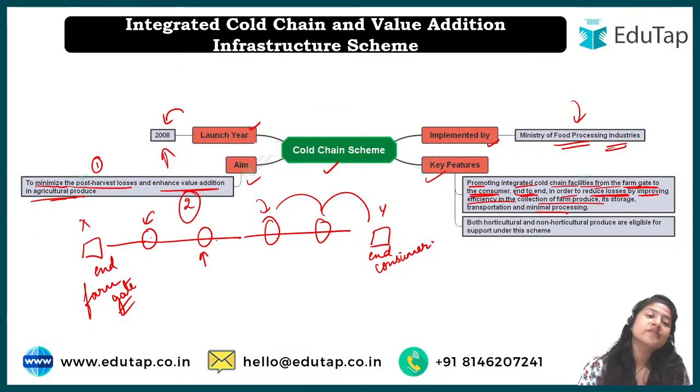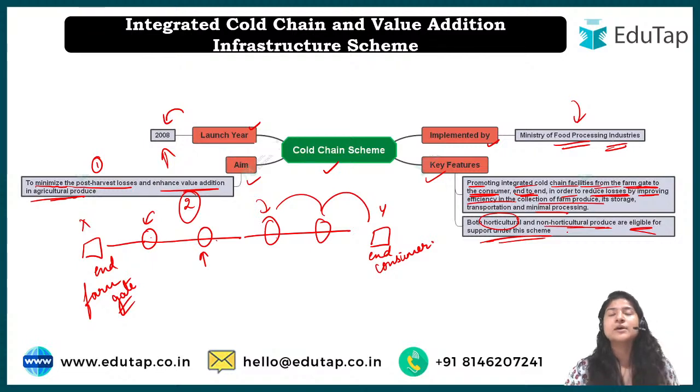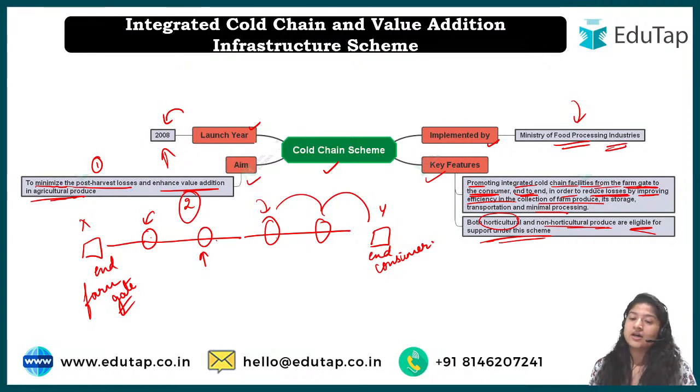Second, what is a feature of this particular scheme? Both horticulture and non-horticulture produce are eligible for support under this scheme. So not only the horticulture crops which I explained to you, for example vegetables and everything, but those which are not horticulture crops are also eligible under this scheme. In this scheme, the government will make additional infrastructure where a farmer can keep his produce to protect it from perishing, right? So this is the whole gist of the scheme that is important from the examination point of view.